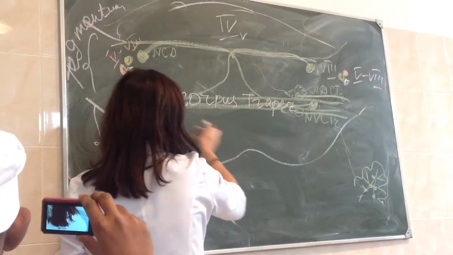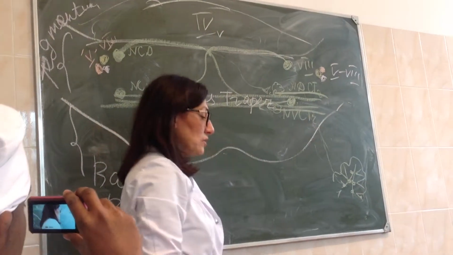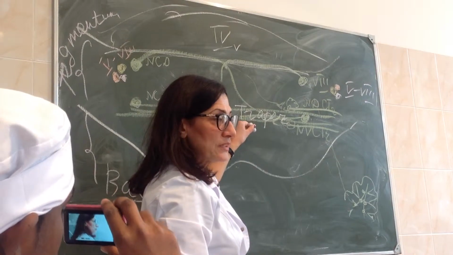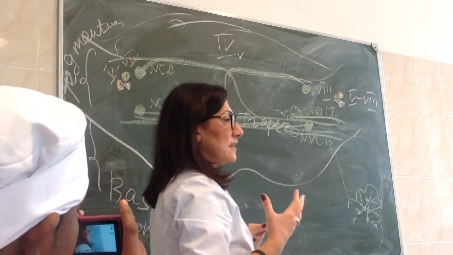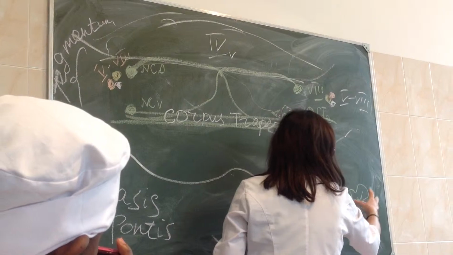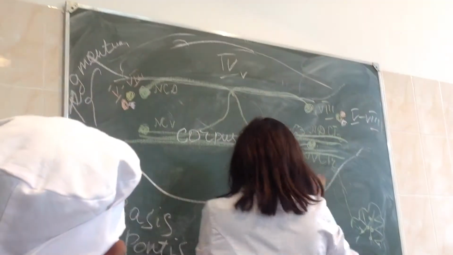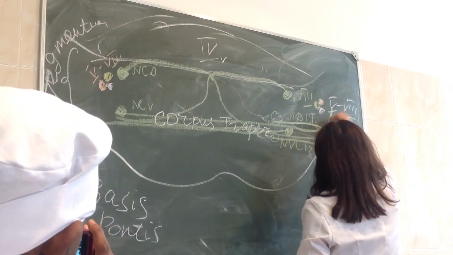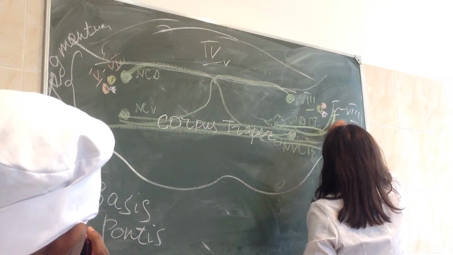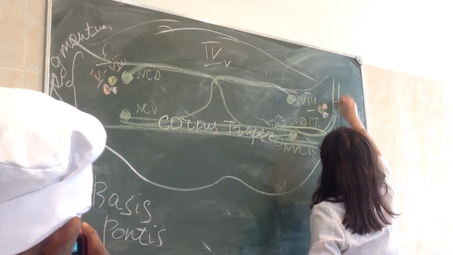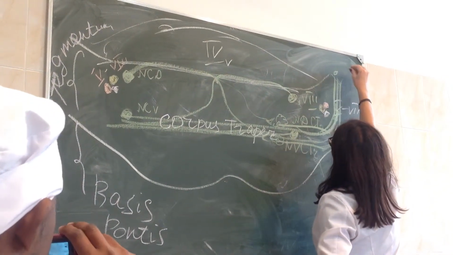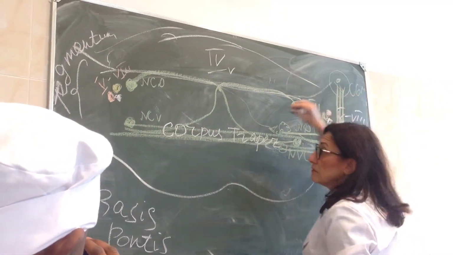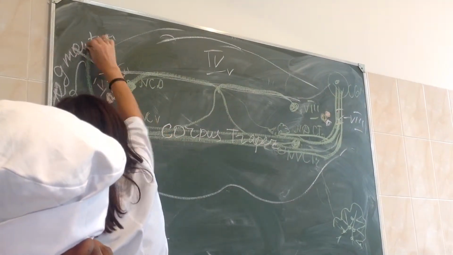This is the basis. What structure divides them? The trapezoid body. In the center of the pons, we have the trapezoid body. This trapezoid body is part of the hearing analyzer. The first neuron lies in the cochlea, the second neuron here, and later this trapezoid body forms an arc-shaped bend and continues upward and ends in the corpus geniculatum mediale. Later we'll study this analyzer.